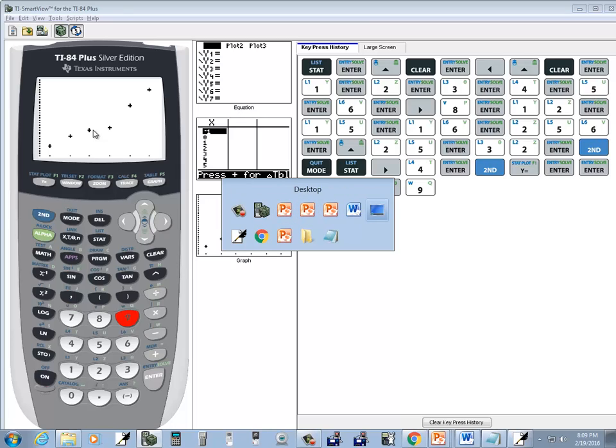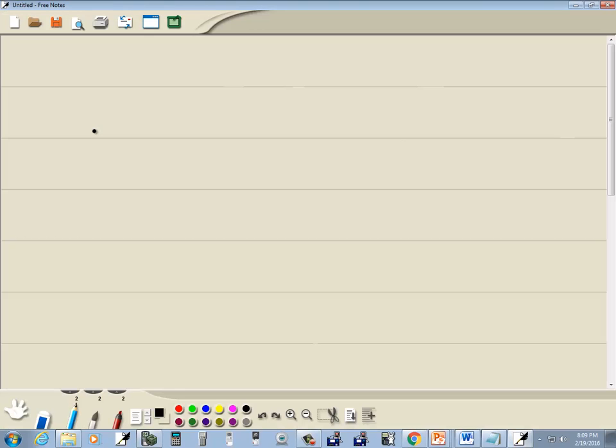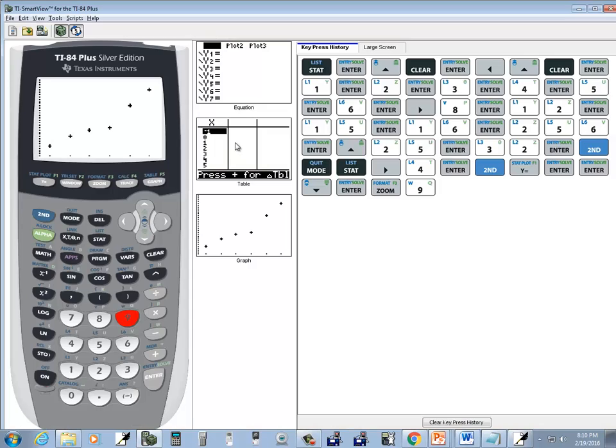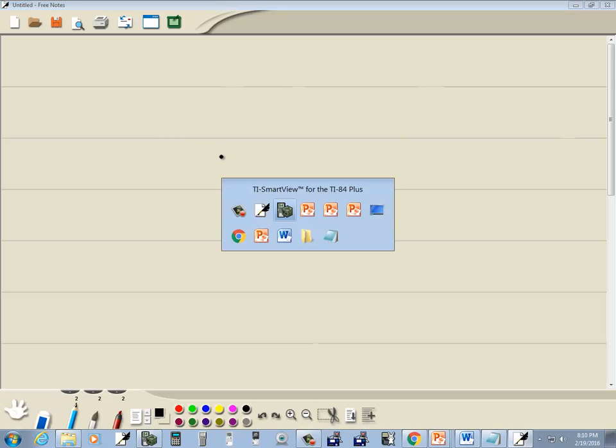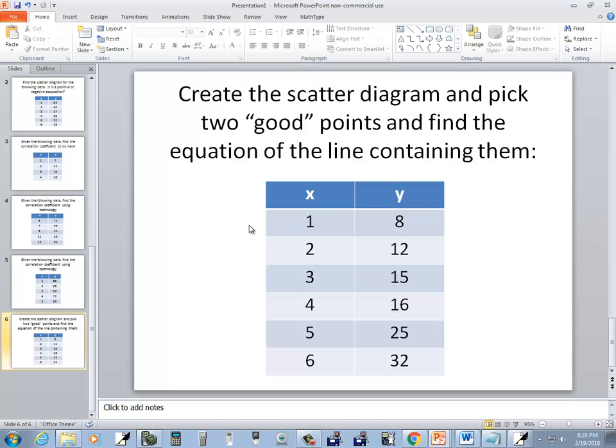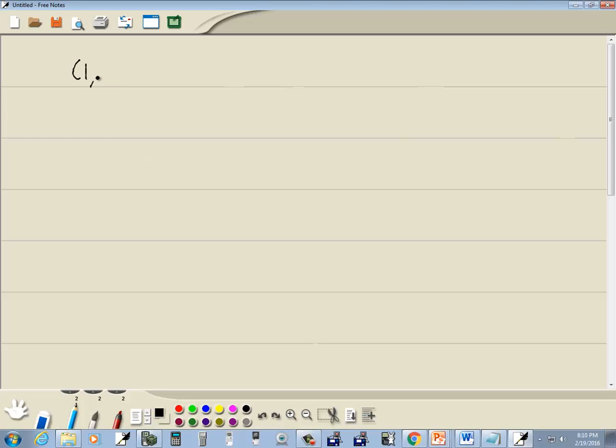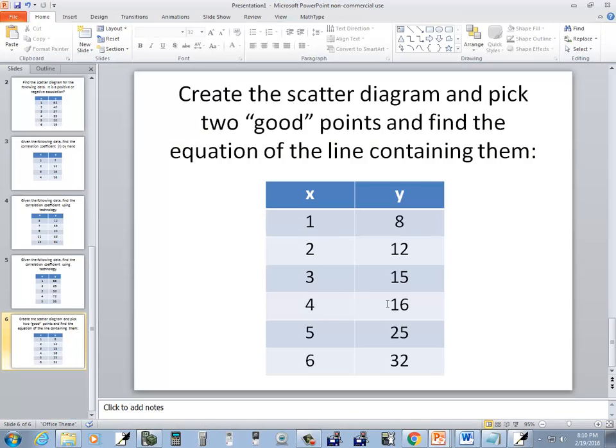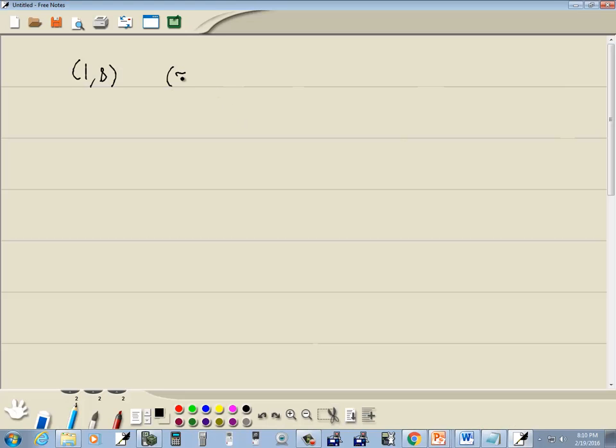Okay, so let me go over to my tablet here. And I want my first point and the second to last one. So I got my first point, which is 1, 8. And my second to last one, which is 5, 25.